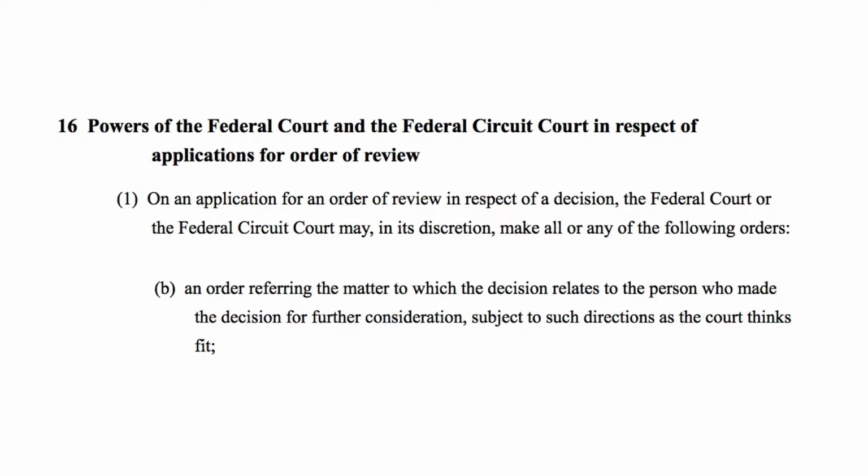Next, subsection 1B gives the court the power to refer a decision back to the original decision maker, subject to whatever directions the court considers fit. This can be quite useful if some process has not been followed. Let's just say the decision maker had failed to consider a relevant piece of evidence. Well, the court can just say, we're referring this decision back to the decision maker and they must take into account the extra bit of evidence. This is also often called remitting the decision.